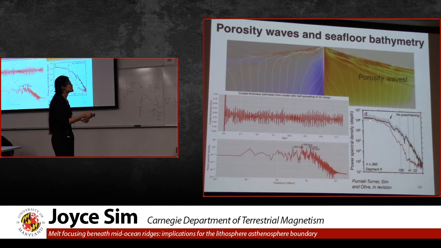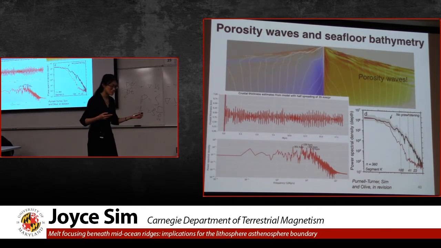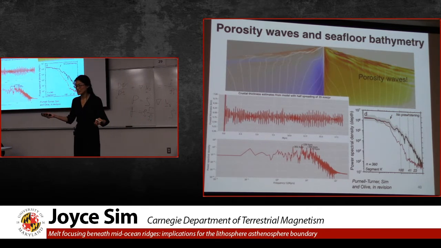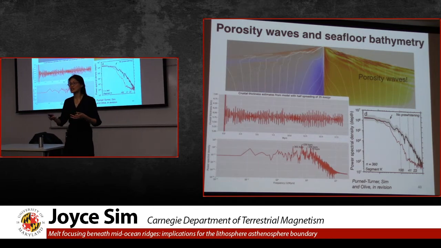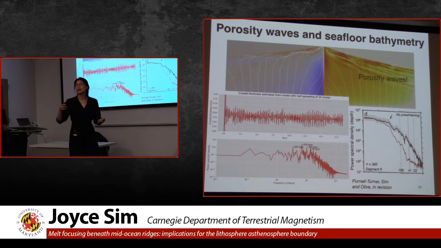But really, we do see a long period that might help us explain this long period that you see at a corner frequency in the actual bathymetry. So perhaps porosity waves could be giving you a different magmatic source for this bathymetry.